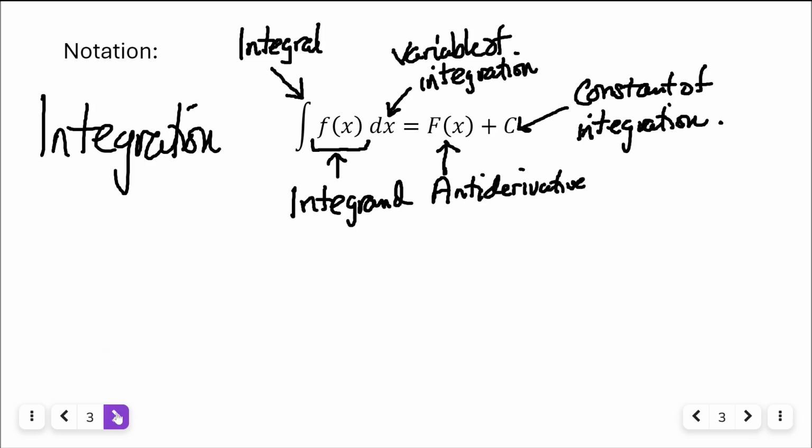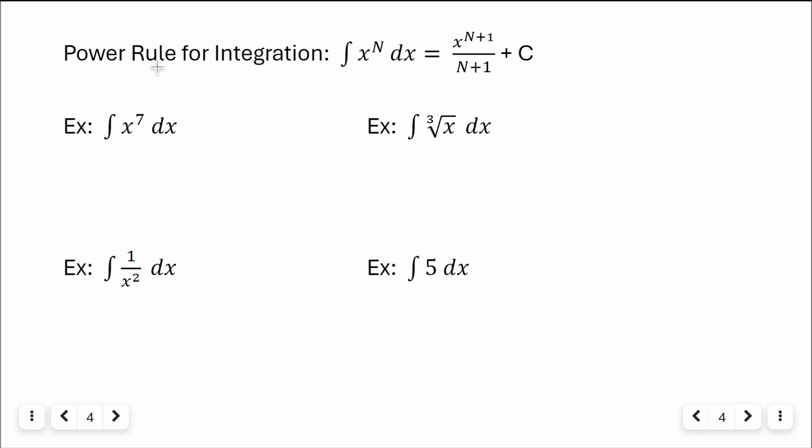So let's show you what we have. So here's the power rule for integration. The integral of x to the n power, where n is a number, with respect to x, is x to the n plus 1. I'm sure that makes some sense.